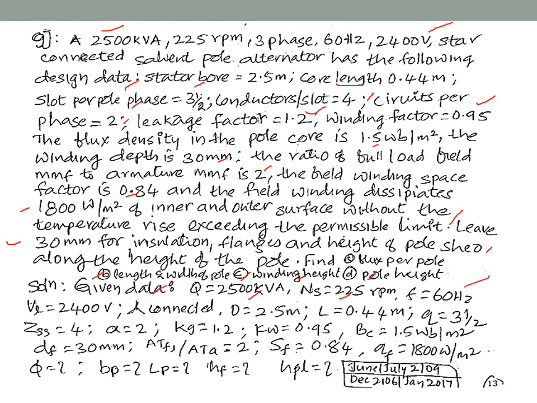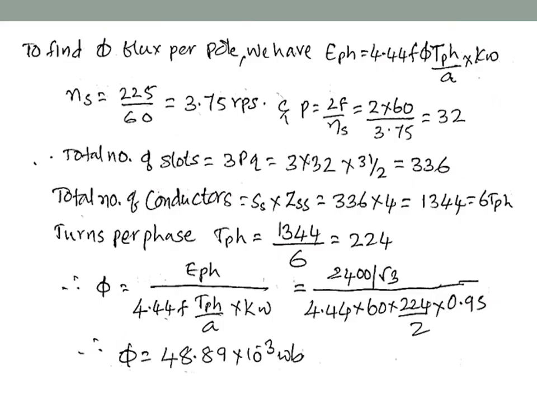Given data: 2500 kVA, NS is this, F is this, VL is this, star connected, D is this, L is given, Q 3.5 given, Z is 4, A is equal to 2, Kg 1.2, KW 0.95, BC 1.5 Weber per meter square, DF 30 mm, ATFL by ATA 2, SF 0.84, QF 1800 watts per meter square. Flux we have to find out, BP we have to find out, LP we have to find out, HF we have to find out, HPL we have to find out. So this has been asked twice.